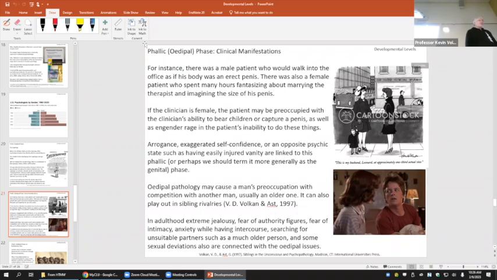Arrogance, exaggerated self-confidence, or an opposite psychic state, such as having easily injured vanity, are linked to this sort of phallic stage, this genital phase. And you can be on the lookout for that. Oedipal pathology may cause a man's preoccupation with competition with another man, usually an older one. You'll see this all the time. You'll also see this with females now. With women, not just men anymore. Adulthood: extreme jealousy, fear of authority figures, fear of intimacy, anxiety while having sex, searching for unsuitable partners, such as a much older person. Some sexual deviations are connected with Oedipal issues. You'll see these so commonly. So common. You'll see these kinds of things all over the place.